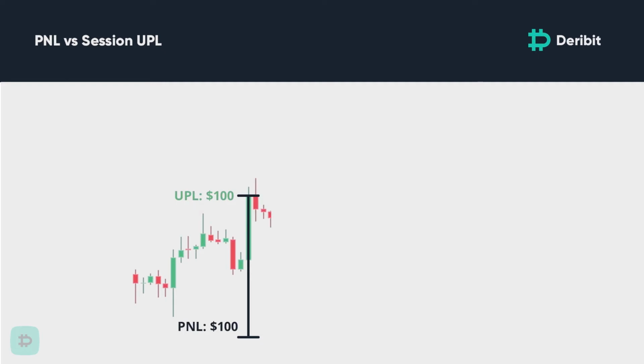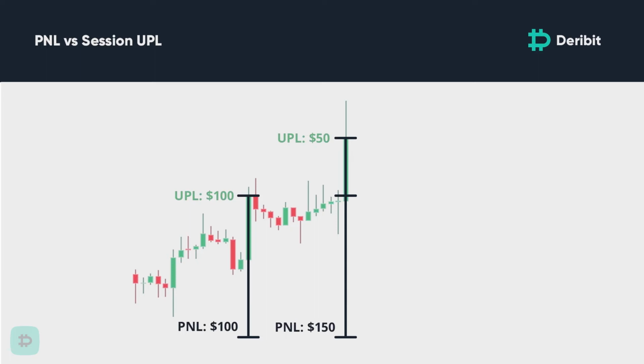The P&L will still be $100, but the UPL will be 0. On day 2, the price continues to rally and is up a further $50. At this point, the session UPL will be $50 and the total P&L will be the sum of both of these days, or $150. Again, at the next daily settlement, the session UPL is again set to 0.